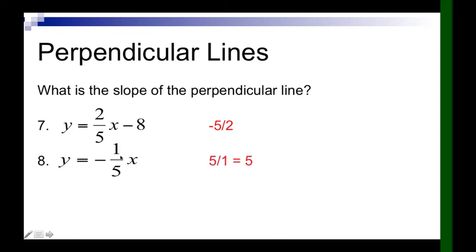How about this one? That is 5 over 1 equals 5, because 5 divided by 1 is 5. Why is there no negative? Because it should be the opposite sign. And for negative 2x, it is 1/2.